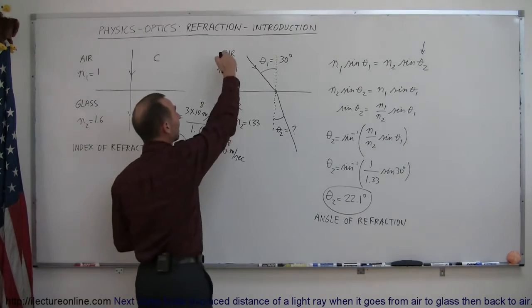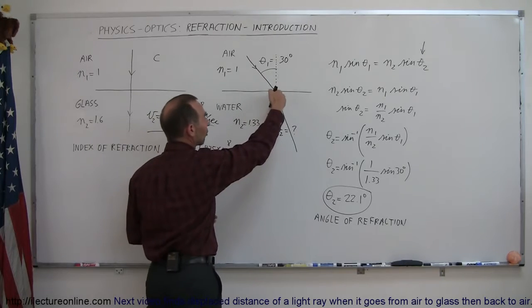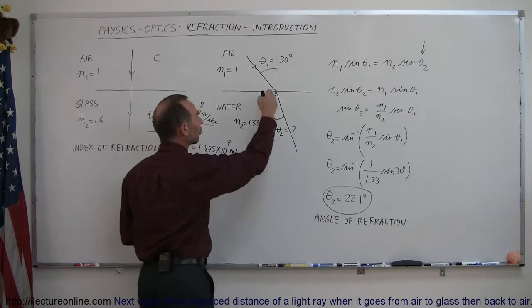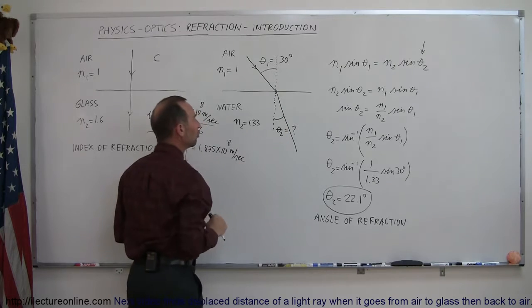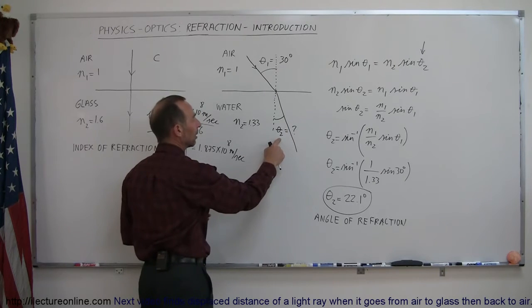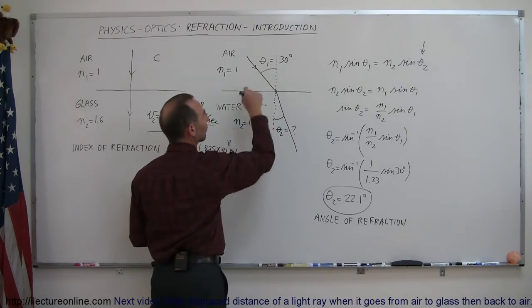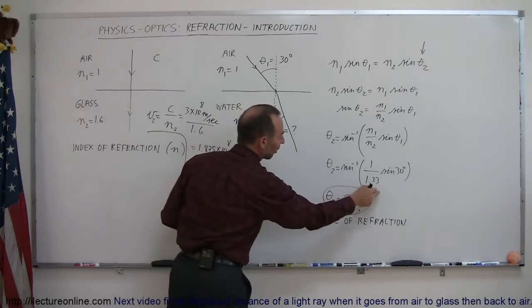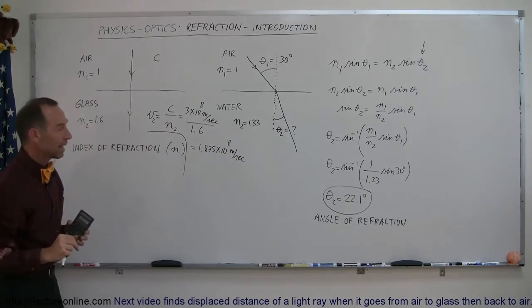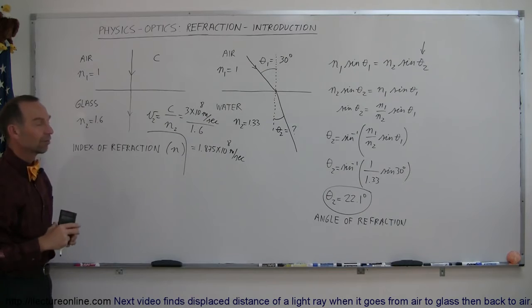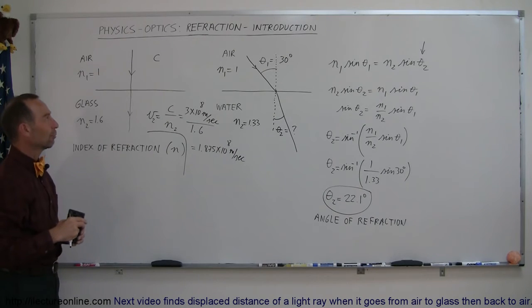But if the ray comes in at an angle, then not only does it slow down once it crosses the boundary, it also changes direction. It has a new direction. The angle of refraction is different from the angle of incidence, and using Snell's law is how we find what that angle is. All right, so there's a nice little introduction to the concept of refraction.